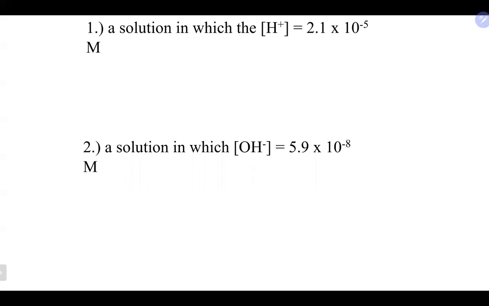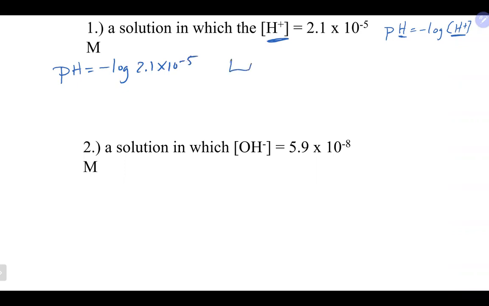Okay, let's take a look. Obviously we're looking for the pH, so the pH equation seems like a good one: minus the log of our H+. Obviously pH means you need H+, and that is what we have here. So we just need to go in. pH equals minus the log of 2.1 times 10 to the minus 5.